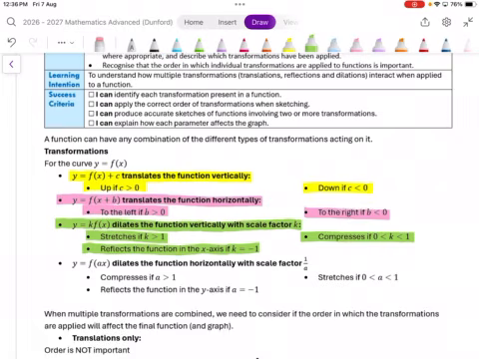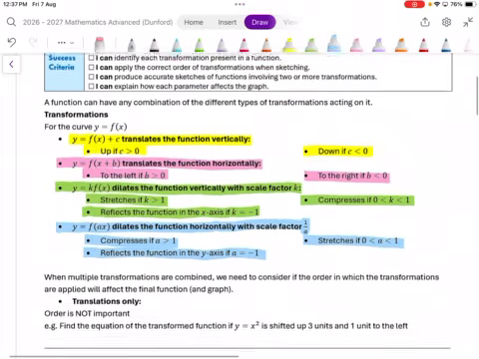And our last one, which we looked at last lesson, is our horizontal dilation. So if we have y equals f of (a times x), it dilates the function horizontally with a scale factor of 1 on a. It compresses if a is greater than 1. It stretches if 0 is less than a is less than 1. And it reflects the function in the y-axis if a is minus 1.